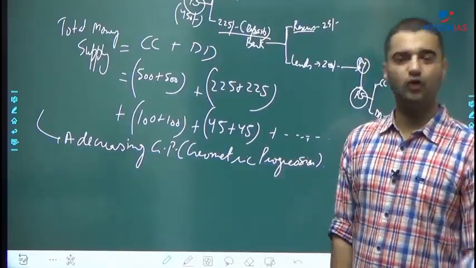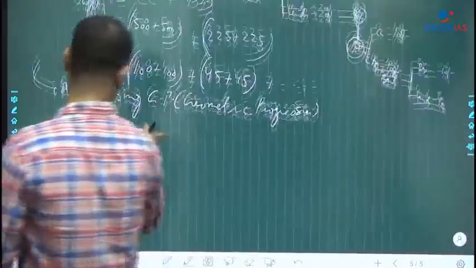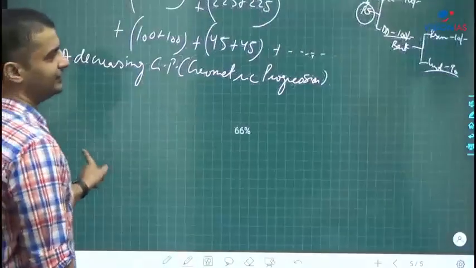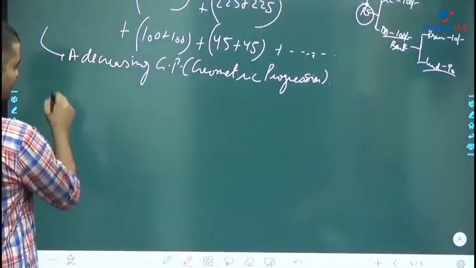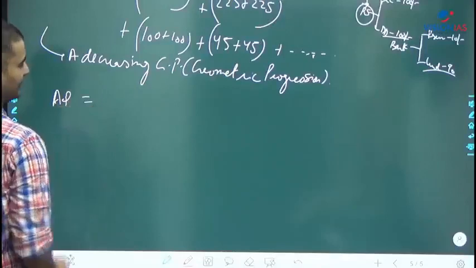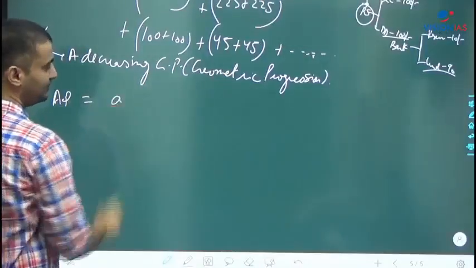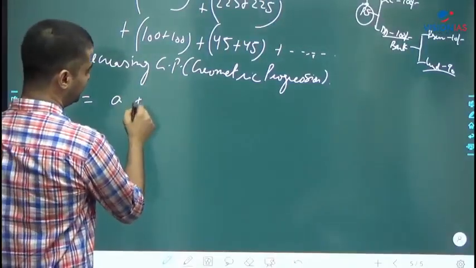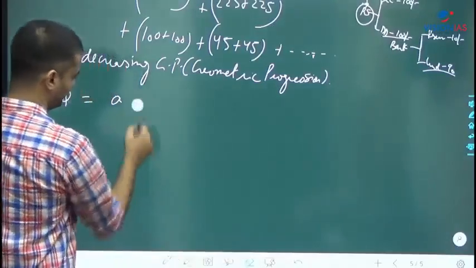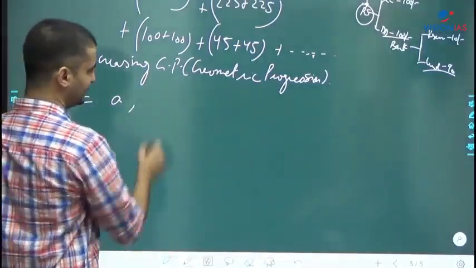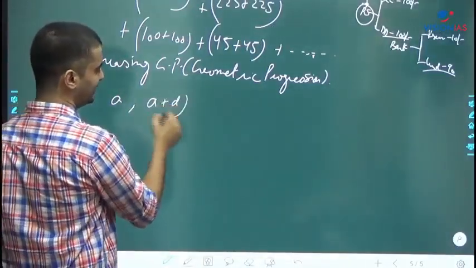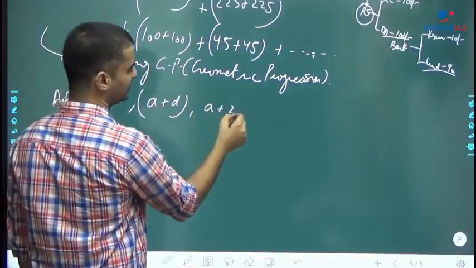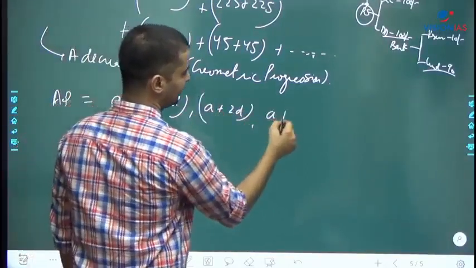Geometric progression is, all of you might remember arithmetic progression from your school days, in 10th class. Arithmetic progression, AP, is of this form. The first term is A, the second term is A plus D, the difference, the third term is A plus 2D, the fourth term is A plus 3D.